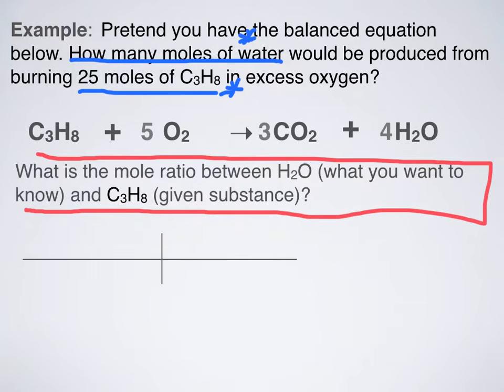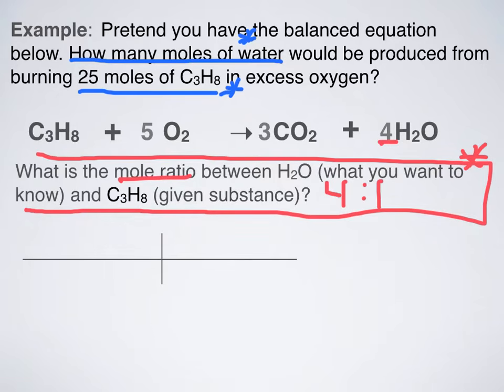The very first concept you're going to be going for every time you do a stoichiometry problem is, what does my balanced equation say? So what is the mole ratio? This little follow-up question about mole ratios will be the very first question that you should ask yourself every time we do this: what is my relationship between what I want to know and what I am given? What is my mole ratio between H2O, which is what I want to know, and C3H8, what is given to me? If I take a look at that problem, I have a 4-to-1 ratio.